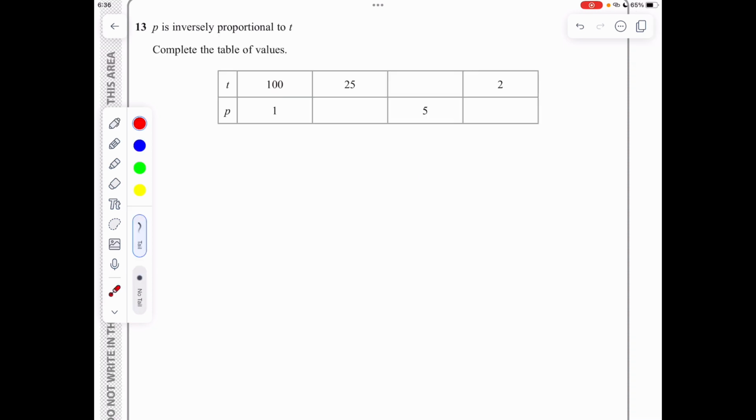In 13, we are told that p is inversely proportional to t. Well, if two variables are in inverse proportion, it means that their product is always the same. So I've got a pair of values here. T is 100, p is 1. 100 times 1 is obviously 100. So in all cases, I should be getting a product of 100. So I could use that in order to find the missing values. 25 times 4 is 100. 20 times 5 is 100, and 2 times 50 is 100.